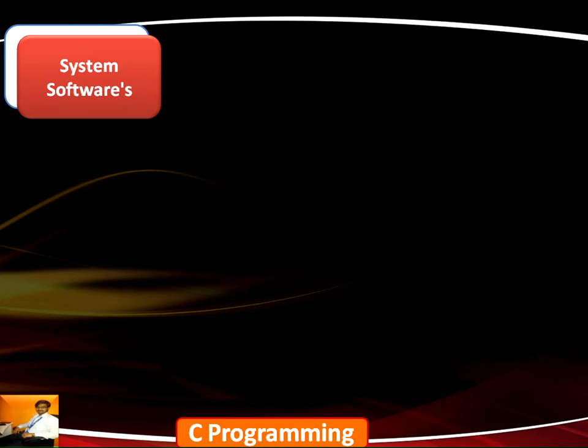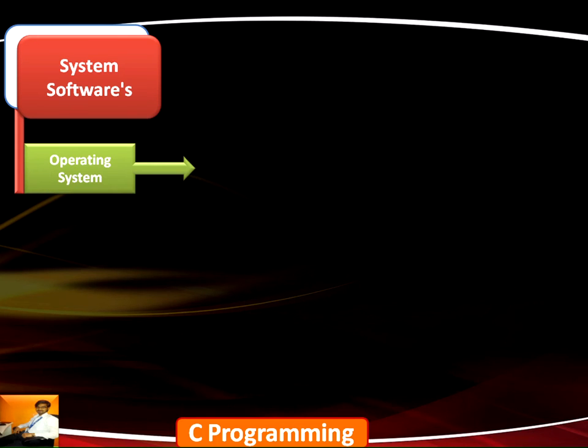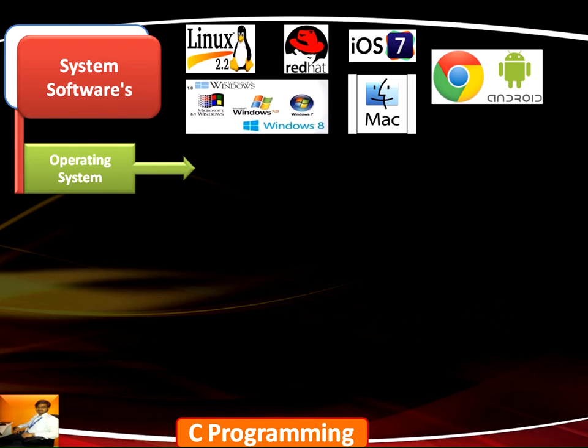System softwares. System softwares are the set of programs which are intended in order to make the hardware components communicate with one another. That is, these are the softwares or the programs designed for the hardware communication. Let us start with the first one. Operating system. In the real world, we see n number of operating systems like Windows, Linux, Red Hat, Mac operating systems, and even the Android and iOS operating systems for the smartphones.